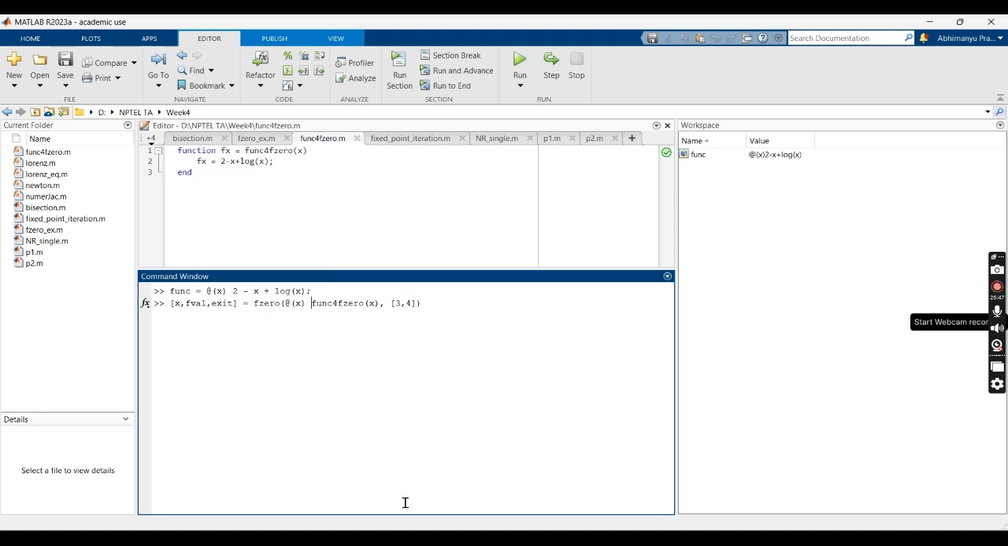Here I will just write func, and it will give me the same answer. But in this case, I have not created any file and I have not saved the function anywhere. I just created a function handle and I'm evaluating it using the simple fzero command. Okay. So any doubt anyone in this?